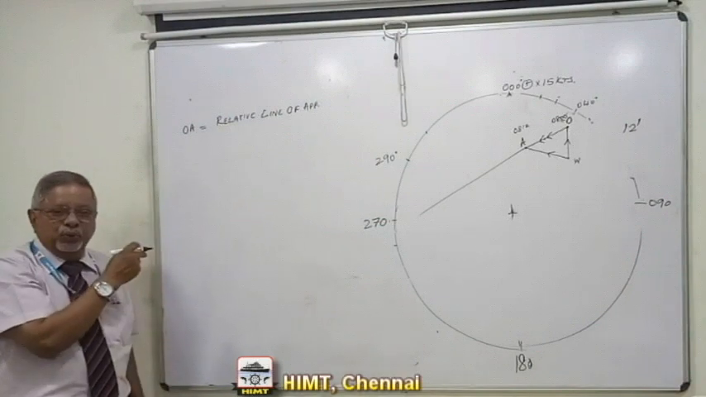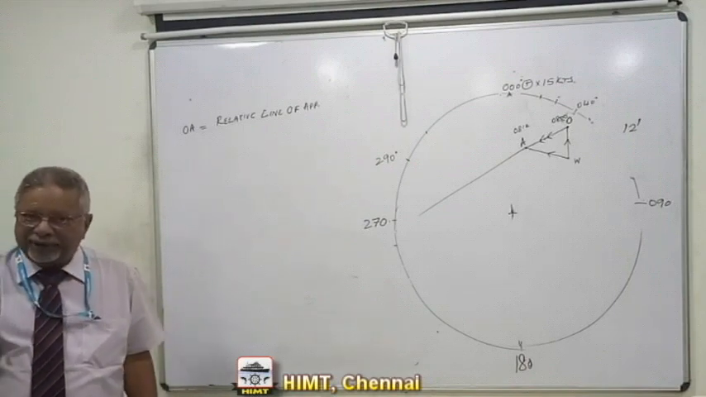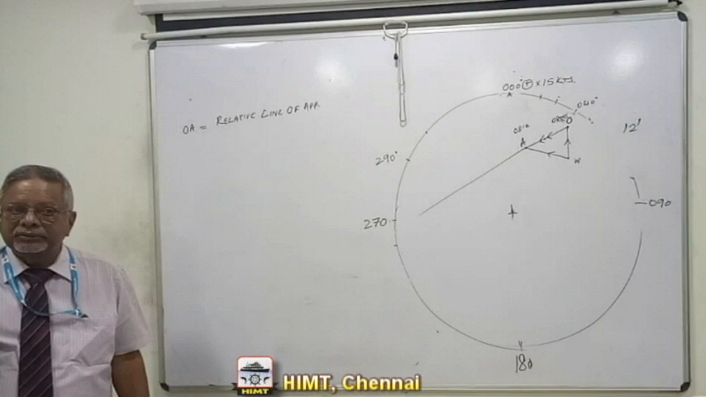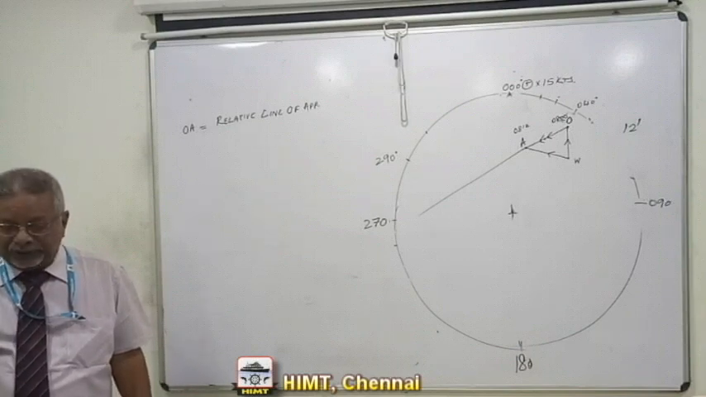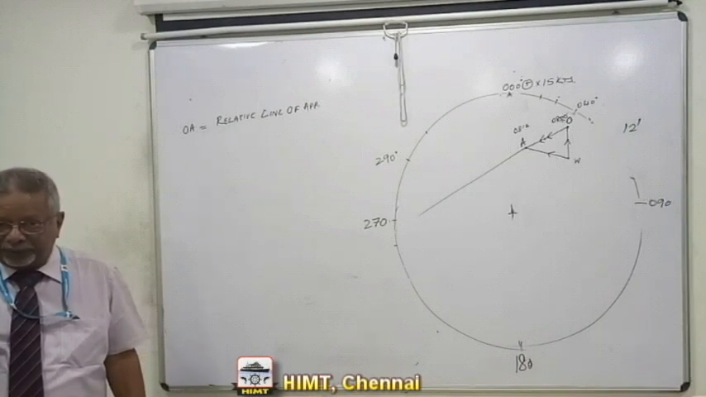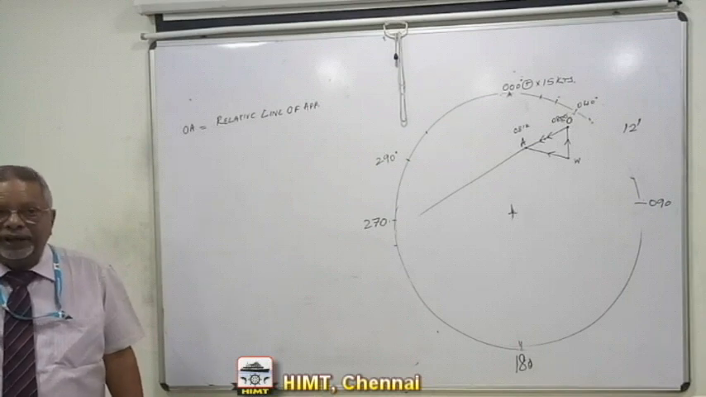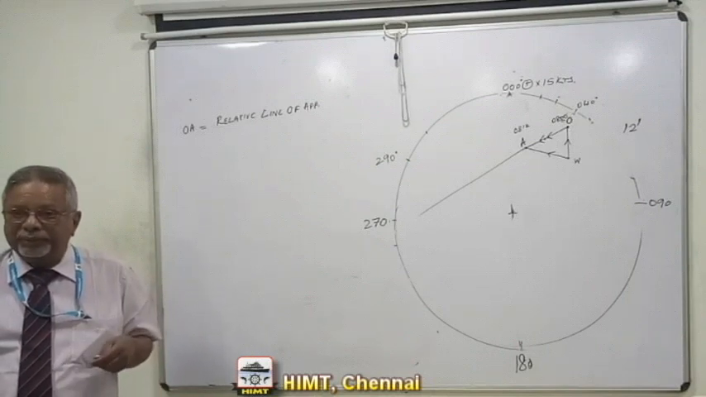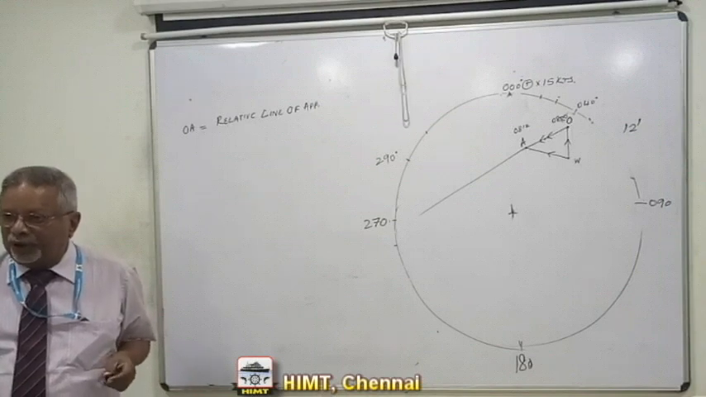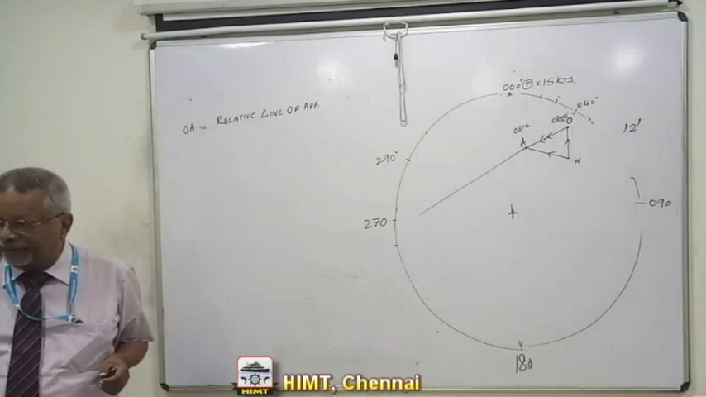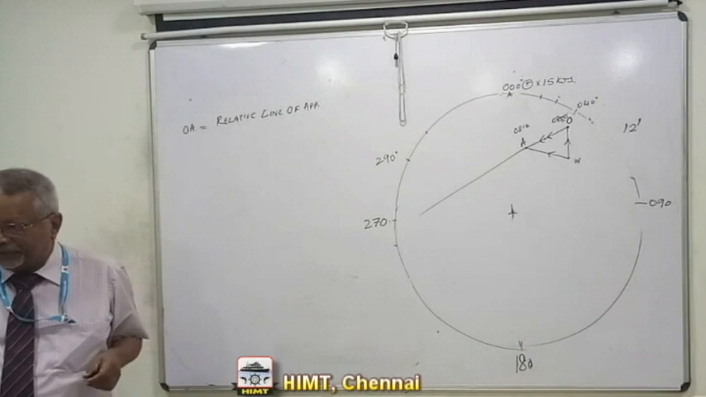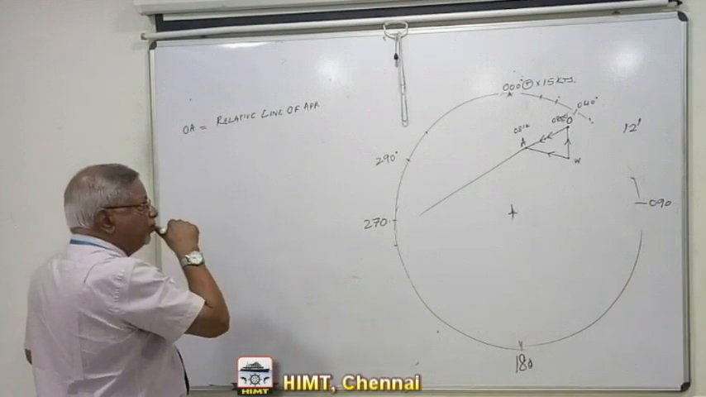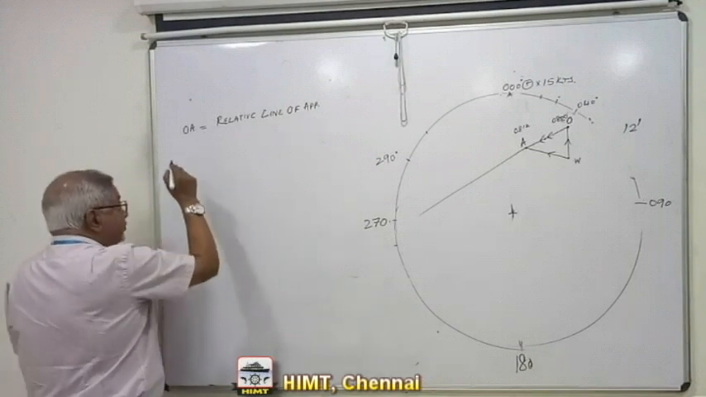And she will continue to move, the target will continue to move on that relative line of approach as long as the target vessel maintains the course and speed and your own vessel maintains the course and speed. If either one of them alters course or speed or both, then it will change. Then OA is your relative line of approach.